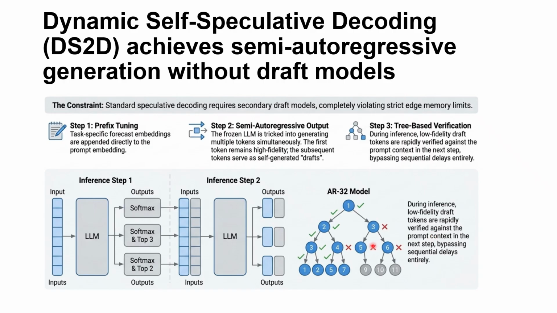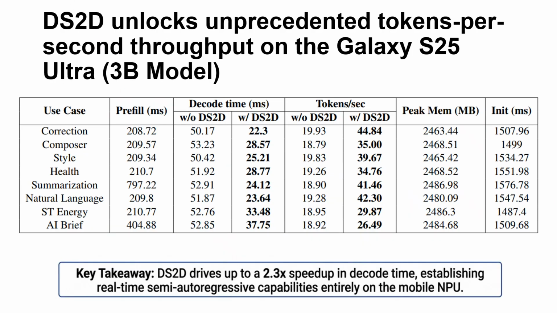Using this tree-based verification strategy and the DS2D technique, we achieved an average of 2.3x speedup in decode time on the Galaxy S25 Ultra mobile phone. This pushes the performance across all commercial use cases. Our empirical results demonstrate the framework scalability of DS2D. Across multiple use cases, the decode time has been reduced from around 50 milliseconds to 20 to 22 milliseconds.